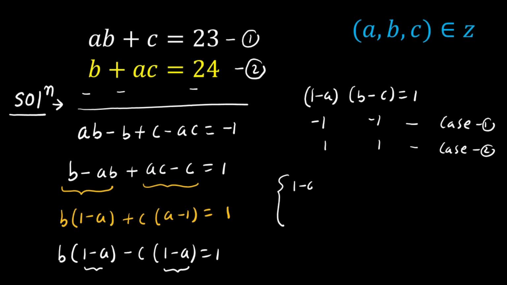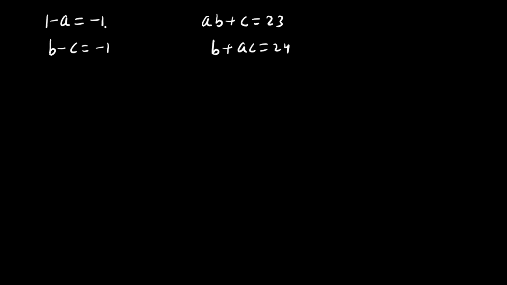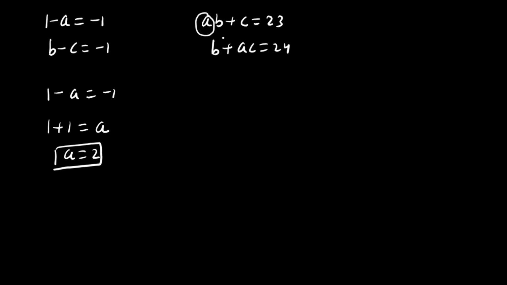Case first is 1 minus a is equal to negative 1 and b minus c is equal to negative 1. And case second is 1 minus a is equal to 1, and b minus c is equal to 1. In case first, 1 minus a is equal to negative 1. If we take this negative 1 to the left hand side, then 1 plus 1 is equal to a, and the value of a is equal to 2. And this a is replaced here, then 2 times (b plus c) is equal to 23, and b minus c is equal to negative 1.